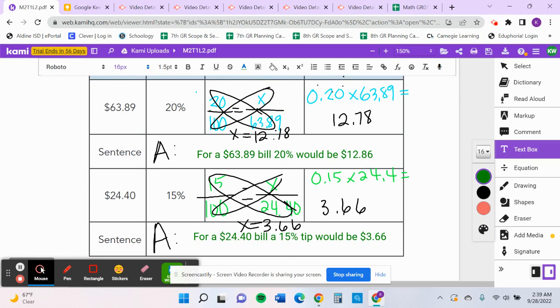So let's check our answers. For the first one, when you solve the proportion and also the percent equation, you would find that for a $63.89 bill, 20% would be $12.86. For number two, setting up your proportion and solving your equation, you should have gotten for a $24.40 bill, a 15% tip would be $3.66. And that completes this activity. I'll see you in the next video.